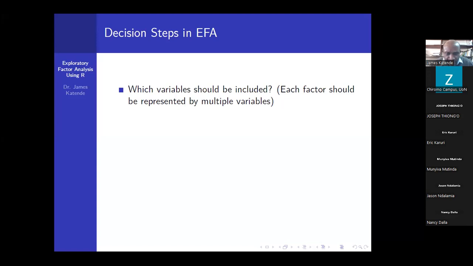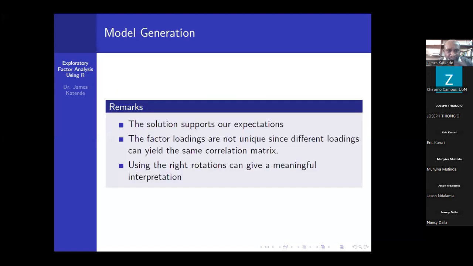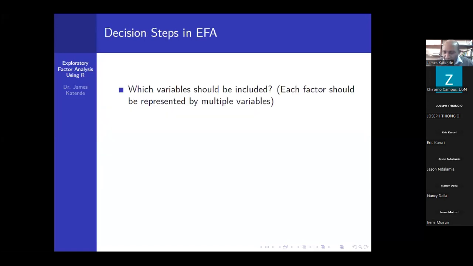So here we'll quickly run through a couple of steps that you would consider in factor analysis. So one is which variables should be included. And generally, you should get more variables than you actually need, because it's better to have some redundancy in the model. And each factor you suspect must have several variables included.